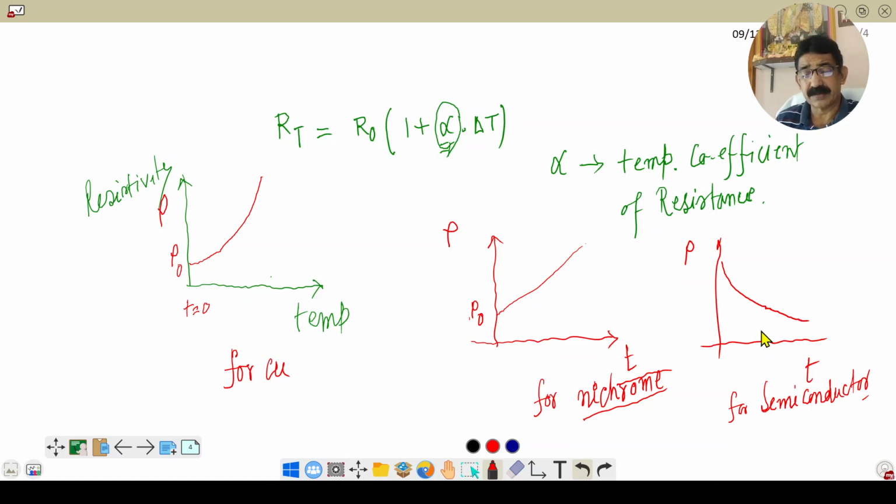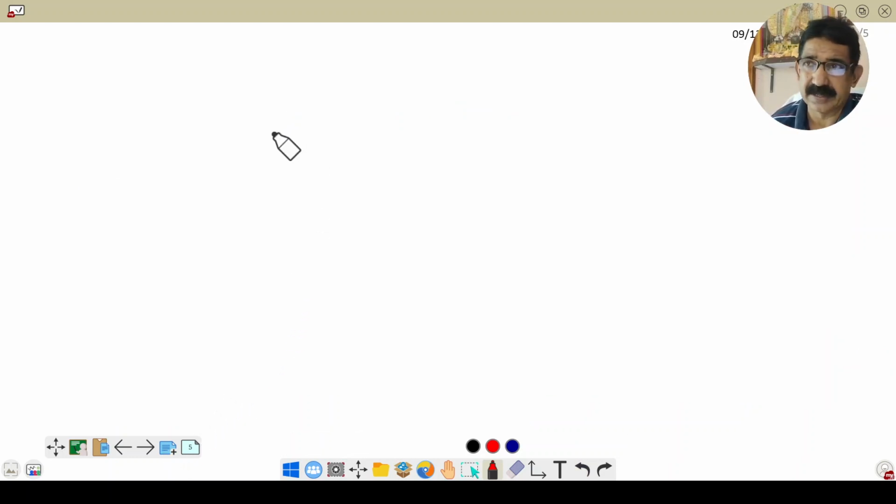Now why does this happen? What is the cause of such variations in the case of copper, nichrome, and any semiconductor? The semiconductor may be germanium or silicon, etc. If we want to discuss the nature of the different types of variations for different conductors and semiconductors, we have to go through the previous lecture. I suppose all of you have gone through the previous lecture.